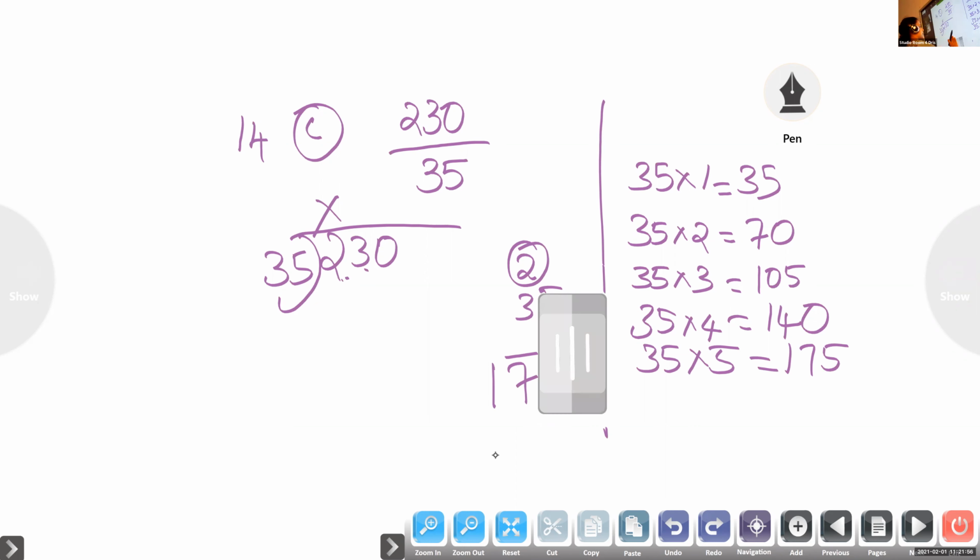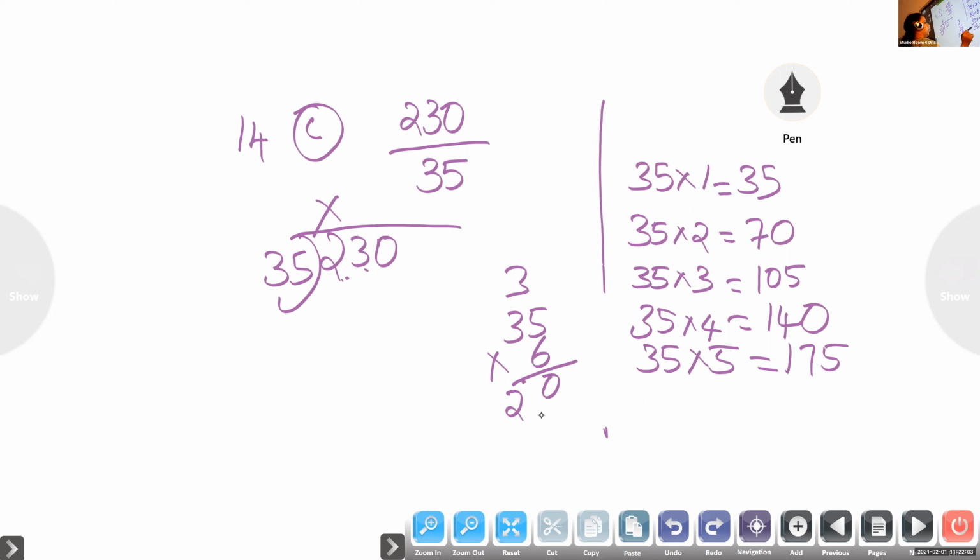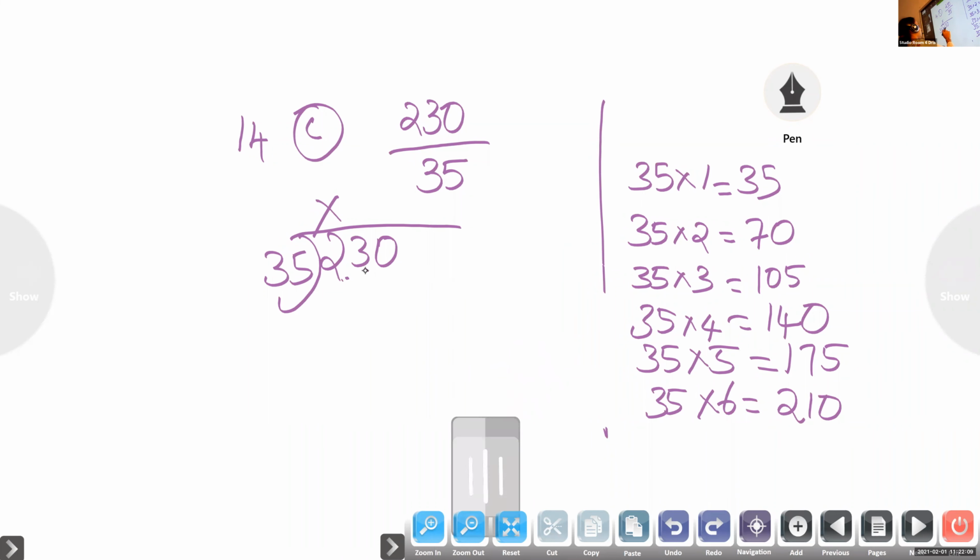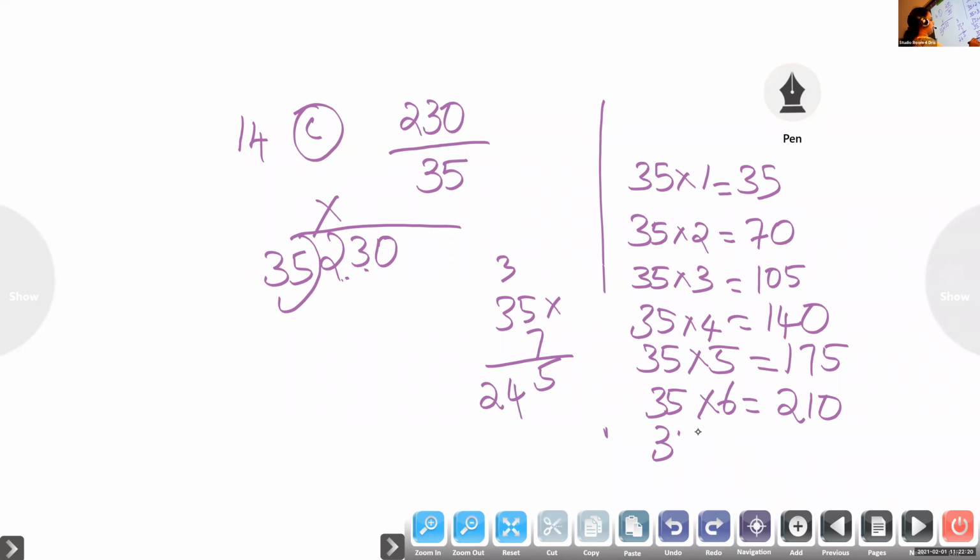35 into 6. 210. Yes. 35 times 6, 210. Now we will do one more because here we have 230. 35 into 7. Next one. Ma'am, next one is 245. So that we cannot take. Yes. 35 into 7 we cannot take because that is greater than 230.